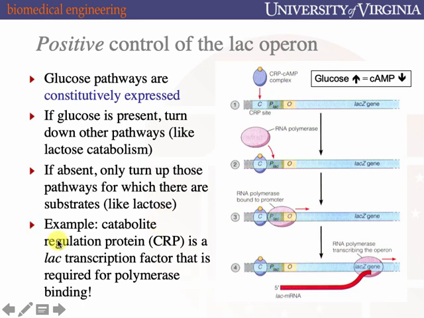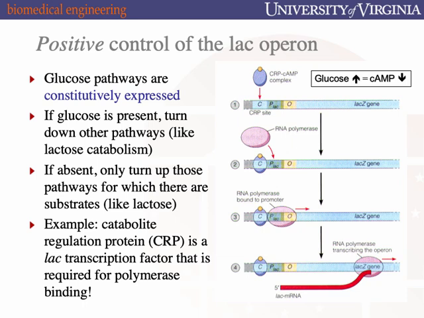What you'd like to do, or what the cell would like to do, is only engage the LAC operon and lactose metabolism if lactose is around and glucose is not. So you need this coincidence detector, if you will, of low glucose and high lactose together turning on the LAC operon. And this is achieved through this transcription factor called catabolite regulation protein, or CRP for short. And CRP is a protein. It acts as a transcription factor that helps recruit RNA polymerase to the locus to enable transcription to occur.